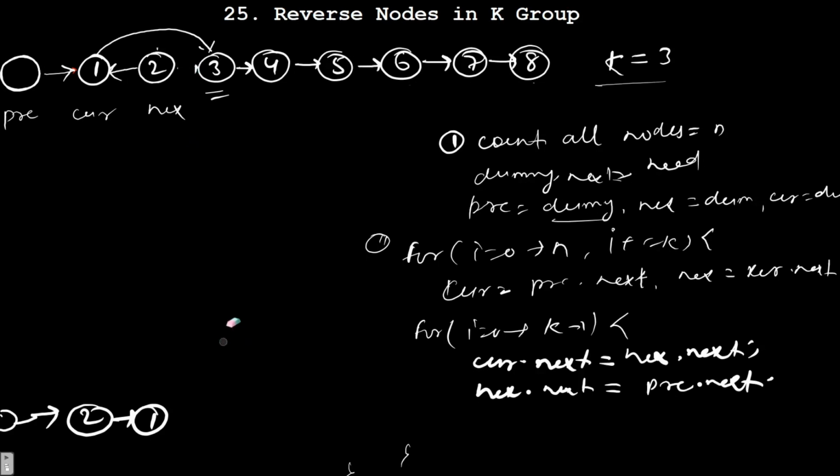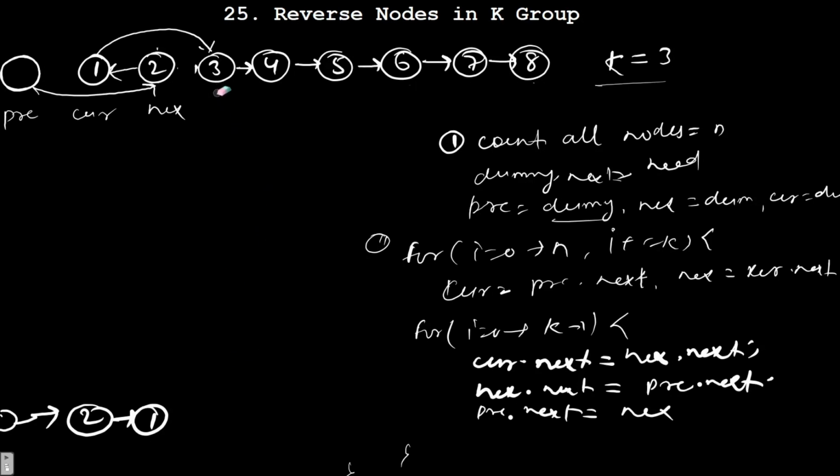Okay. So now we want our pre to be pointing to 2. For that we will be doing pre.next equal to next. So now pre is pointing to this 2. Okay. Now remove this node. And then what? We have to update this next for the next iteration.